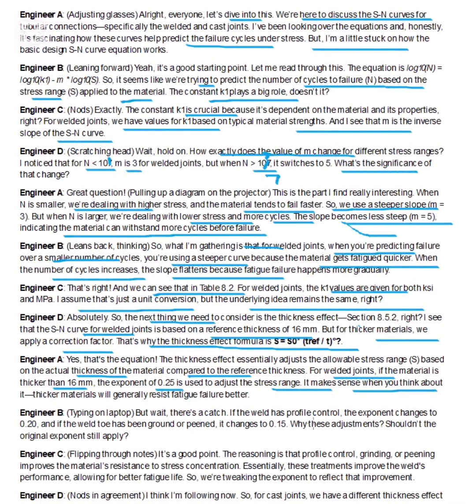It makes sense when you think about it. The thicker materials will generally resist fatigue failure better. But wait, there's a catch. If the weld has profile control, the exponent changes to 0.2. If the weld has been ground or peened, it changes to 0.15. Why these adjustments? Shouldn't the original equation still apply? It's a good point. The reasoning is that profile control, grinding and peening improve the weld's resistance to stress concentration. Essentially, these treatments improve the weld's performance, allowing for better fatigue life. So we are tweaking the equation to reflect that improvement.